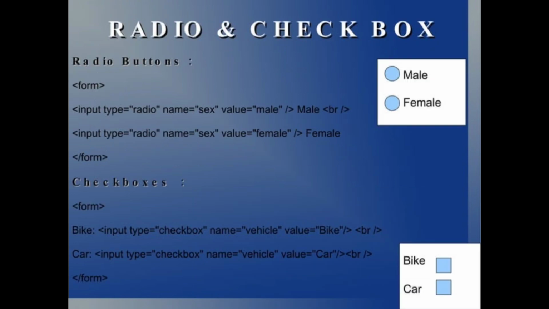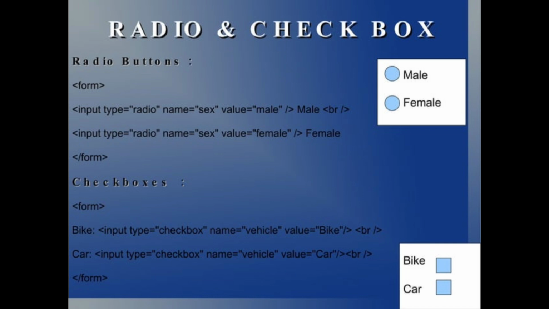Next one, radio and checkbox. A radio button means we list out the options, circle in shape. This is the radio button. What are the items we give? Input type radio, name sex, value male and female. It is optional. We are only using the radio button.